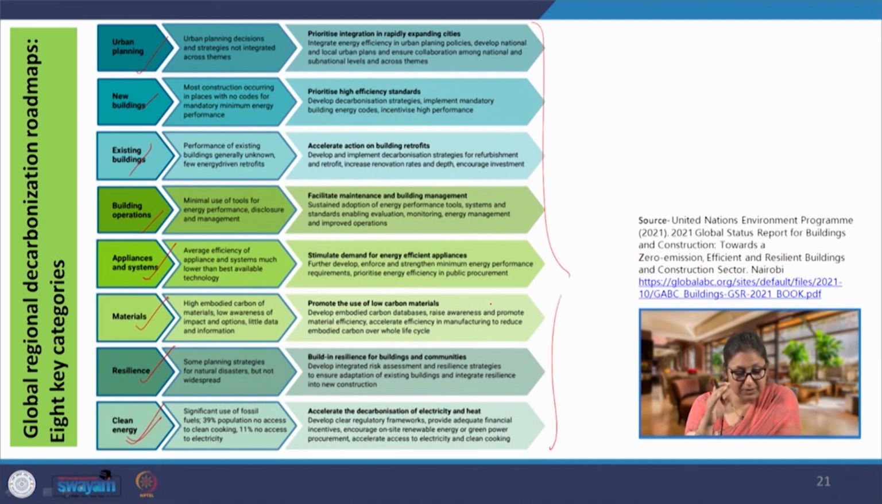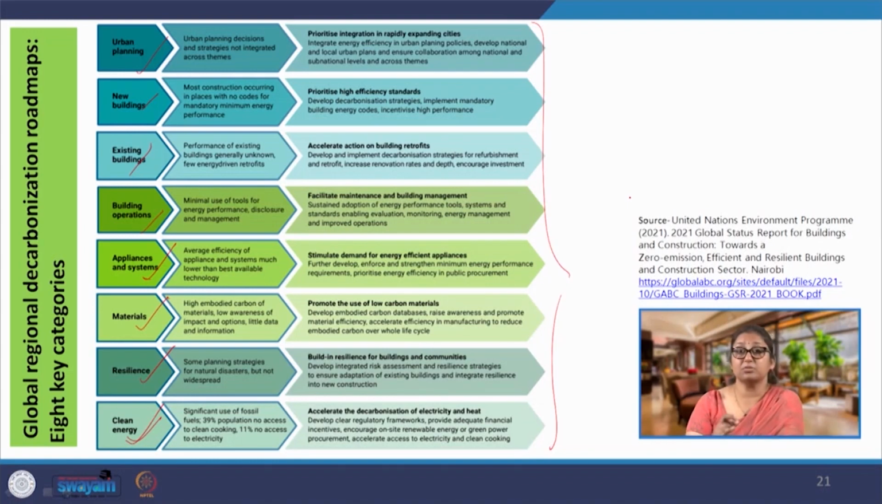We have to develop embodied carbon databases. All these actions are actually in process, but there is a long way to go. For example, if you are looking at India, we still do not have a very comprehensive embodied carbon database. We have to raise awareness so that people are encouraged to use more low carbon materials.